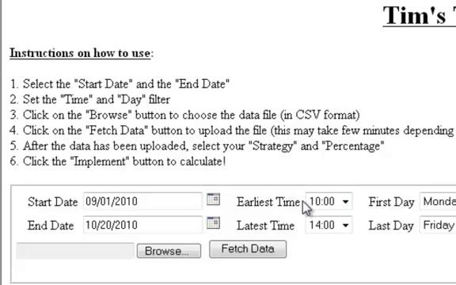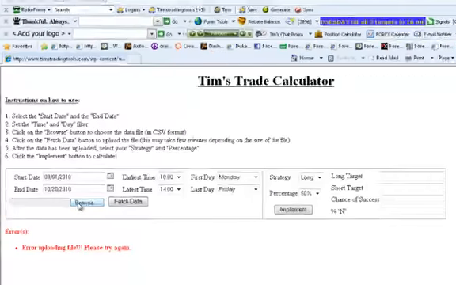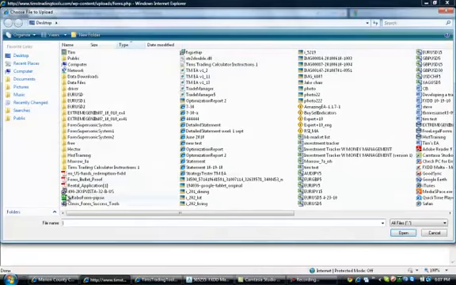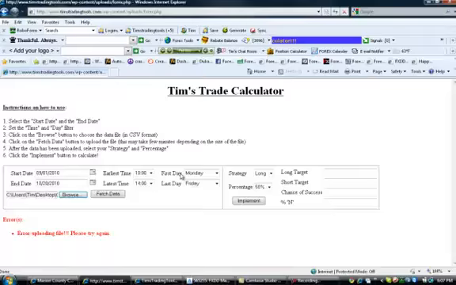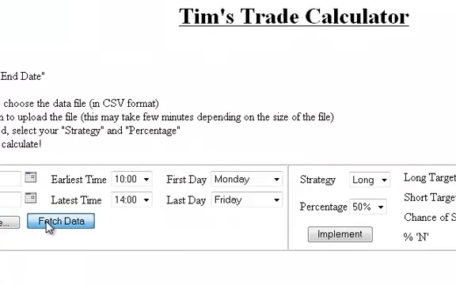Ten o'clock is my platform time. Again, it's important that you know your platform time. So this is midnight to 4 a.m. my time, so it's 10 to 14, Monday through Friday. I'm going to check my downloaded file that I've already gotten from my platform. I'm going to get the GU pair, the 5-minute time frame, and hit fetch data.